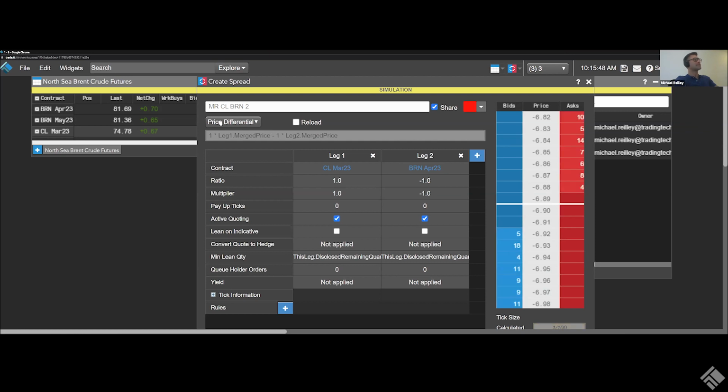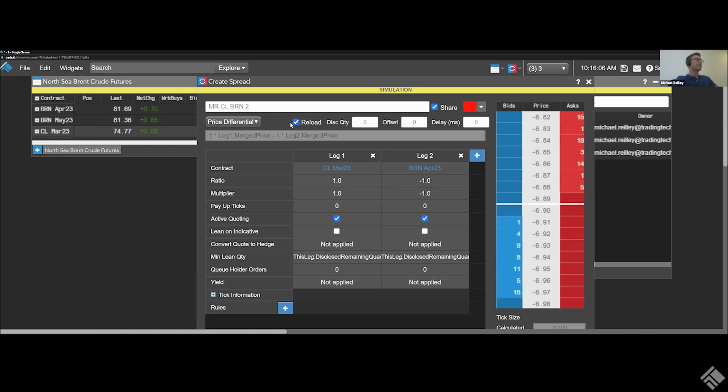All right. For our example today, we're going to just leave it as price differential. So as we can see, if we're buying CL, selling Brent, then our spread is about 690 or so. We'll mention, we have this reload checkbox here.